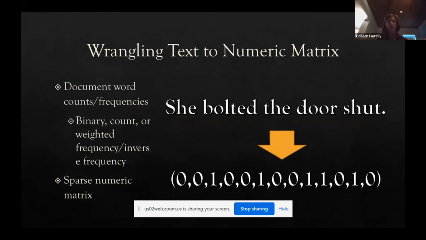Some of the common ways that this is done is by looking at word counts and frequencies within documents and across documents. So we can encode words as either they exist or they don't exist, as counts of how many times they occur, or as some sort of weighted frequency or inverse frequency of how often they occur within documents or across documents. However, one of the issues with this is we get these really huge matrices that are very sparse. There are lots of zeros and not so many ones. And this can be problematic for a lot of machine learning applications.